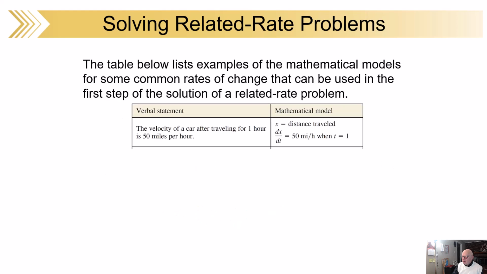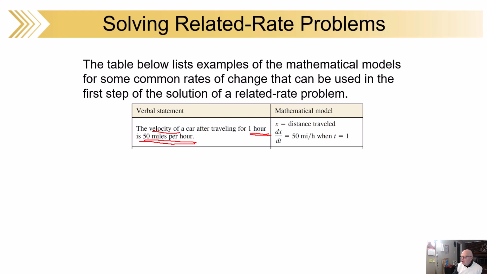Now, here are some things that you might keep in mind. Just read through these. So you might hit pause between each one of these and give these a few seconds of thinking. The velocity of a car after traveling for 1 hour at 50 miles per hour. The 1 hour is a time, 50 miles per hour is a rate.